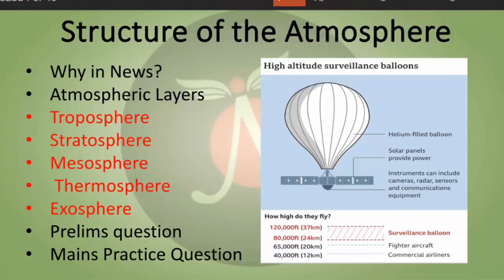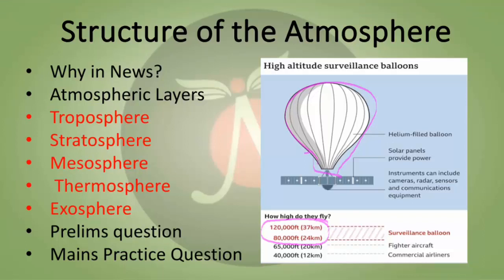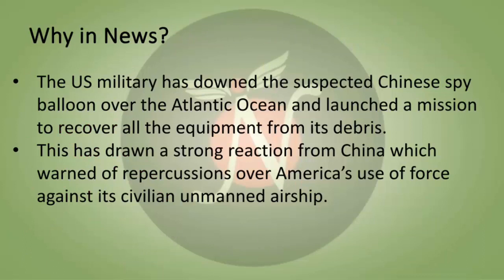Here you can see the Chinese spy balloon which was recently spotted in the skies of the United States of America. They shot it down yesterday, and they are going to recover the debris. The range of this spy balloon is from 24 km to 37 km. So a question regarding which layer it flies in can come. So we'll study the layers.